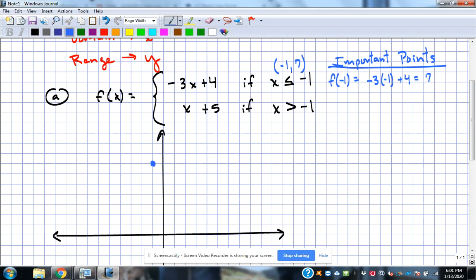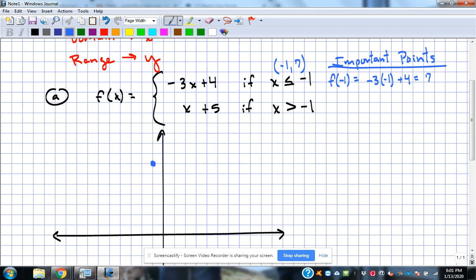And then I'm going to look at the inequality. It says x's are less than or equal to negative 1. So which direction is that going to go, to the left or to the right of that point? To the left, because it's less than, right? So like this is negative 2, negative 3, in that direction.